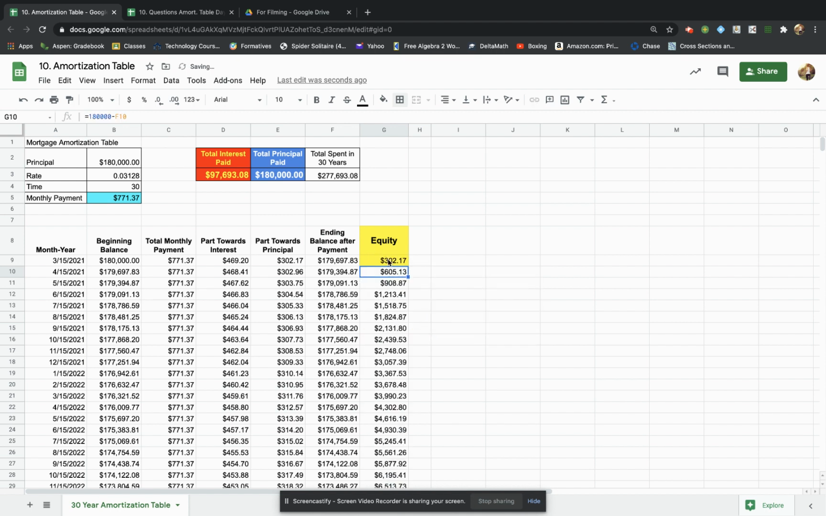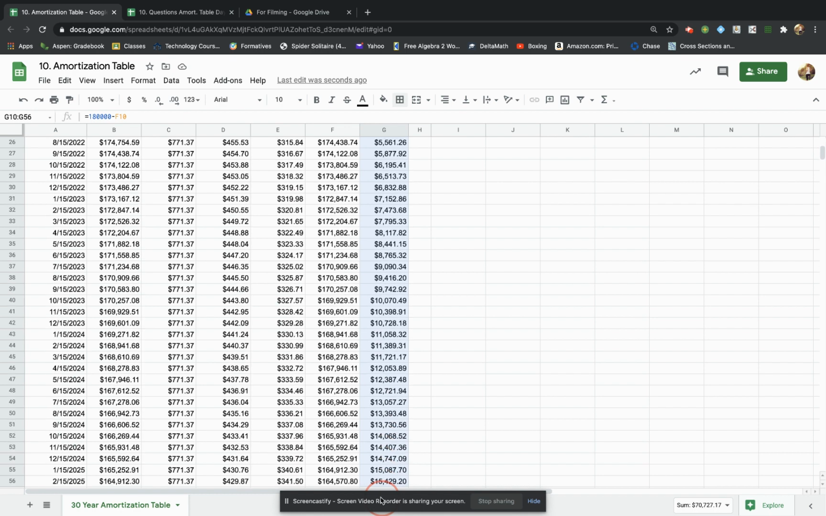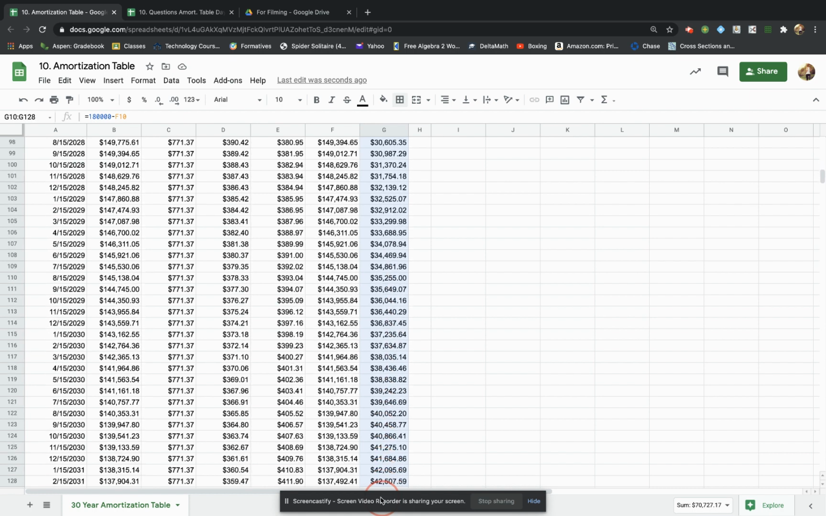Okay, so what this means is if the house remained at a value of 180,000, which we know it won't, it'll go up. But after the first month, I'll have $302 in equity. I'm going to highlight the rest of this and fill it in yellow. Let me just scroll down to the bottom. And as you notice, that number just keeps going up for every month because every month you're knocking more off the principal. So therefore you have more in equity.